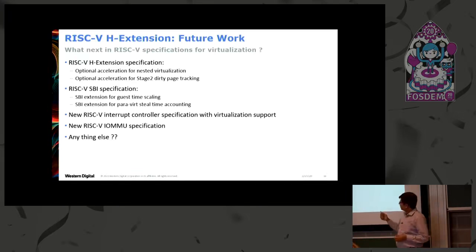We still need a per-hart time accounting API. Then we also need an SBI extension for guest time scaling for migration across hosts with different timer frequencies. And there are two new specs also being drafted, and they'll come up over the years. One is a new interrupt controller with virtualization support and MSI support, and then there'll be a new spec for IOMMU as well. And if you have any suggestions, please write, the community is open for ideas.